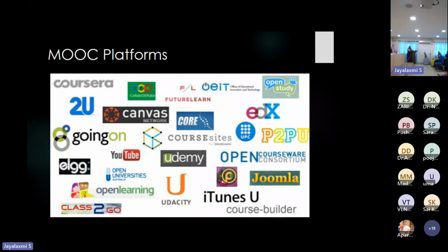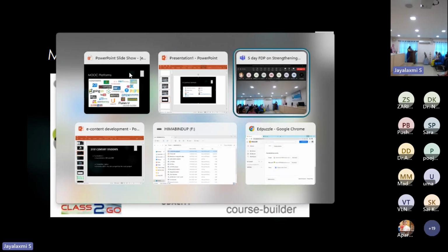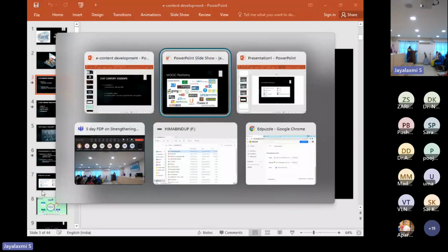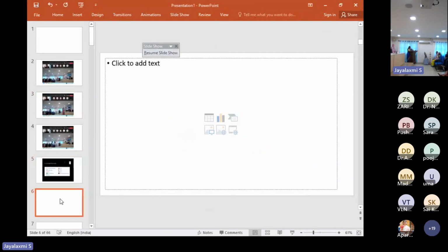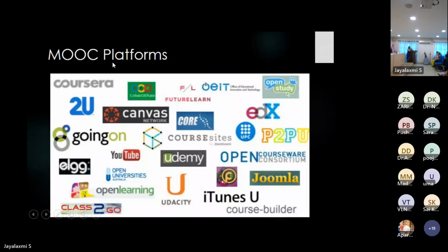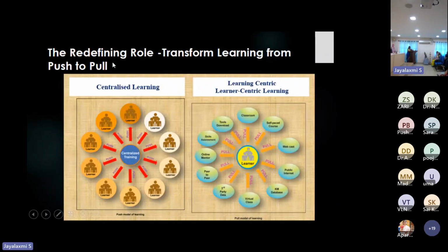So Swayam is offering MOOCs, we said. There are other platforms also which are offering MOOCs, like Coursera, edX, then we have Canvas, iTunes Builder, Open Courseware Consortium, etc. There are so many platforms. Ma'am, next slide. Okay, so I'll stop here now. We'll see this slide more.